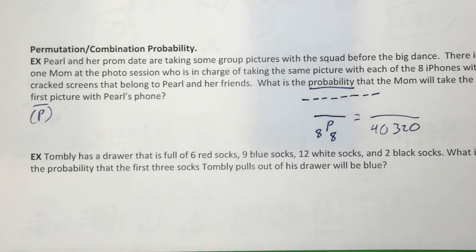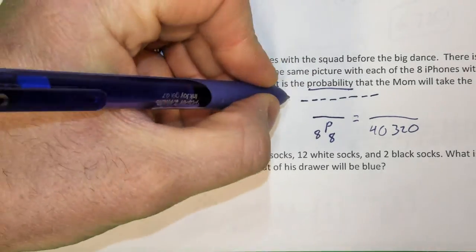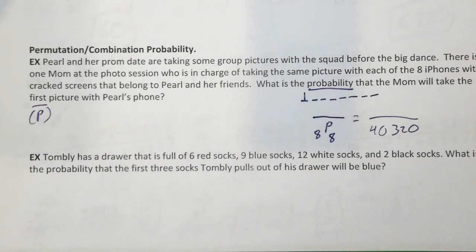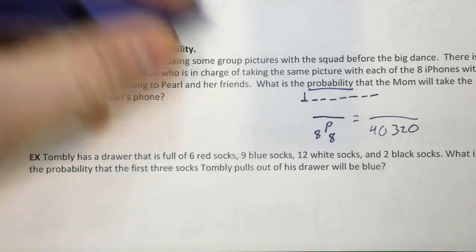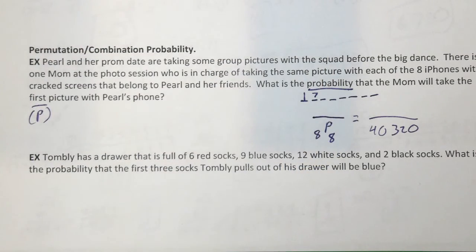And the thing that we're interested in is Pearl's phone going first, which means that there's only one option that can go in the first position. Now for the second position, I don't care. It could be anybody else's phone, and there's 7 other phones available. So that's going to be a 7.